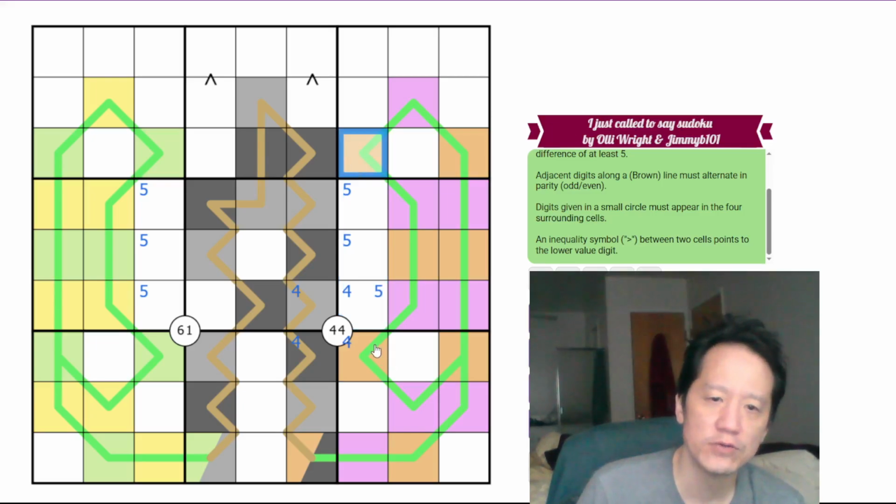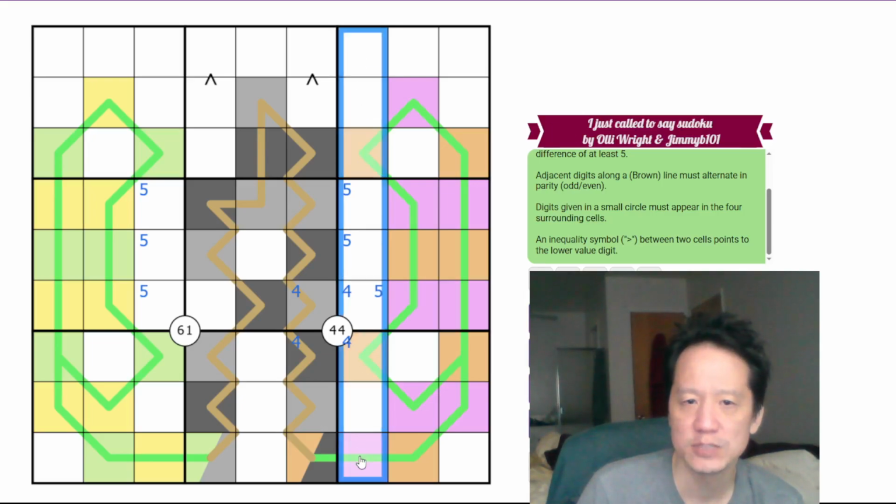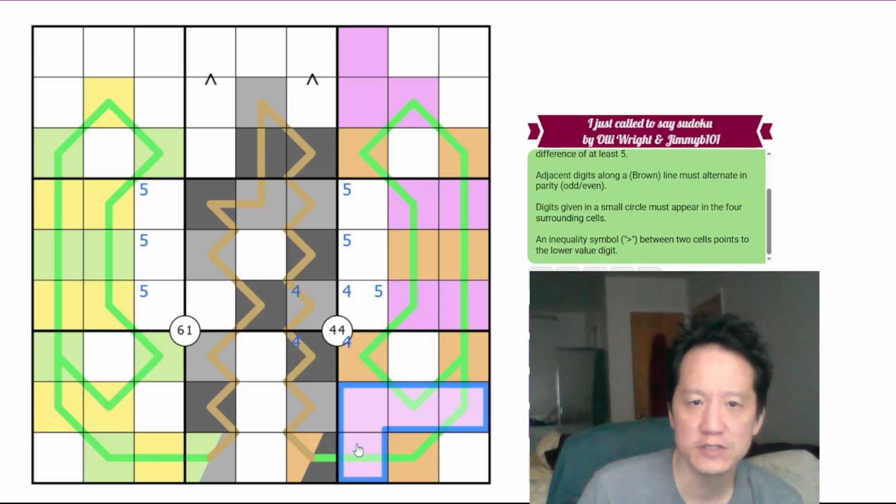Well, we already know we have 2 oranges in the column. So that means the rest of the column must be pink cells. So these are pink and this is pink because we cannot have a 5 anymore and we can't have the 2 oranges. We now have 4 pinks in, okay.